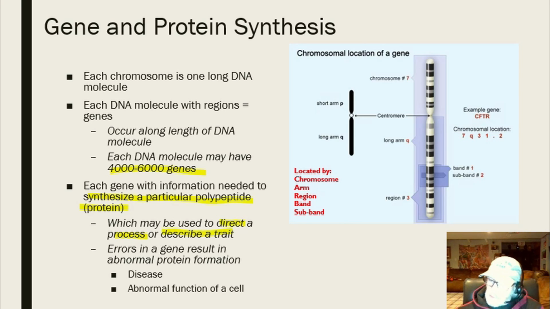So the most correct answer to what genes tell you about is: they tell you how to make a protein. And that protein might be responsible for driving an individual body process that we need to be able to live, or it might be important in creating some characteristic which makes me look different or be a little bit different from everybody else. Now again, errors in genes result in things like disease or an abnormal function of a cell.